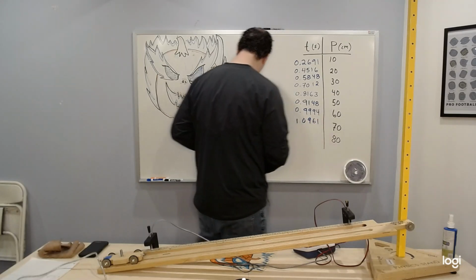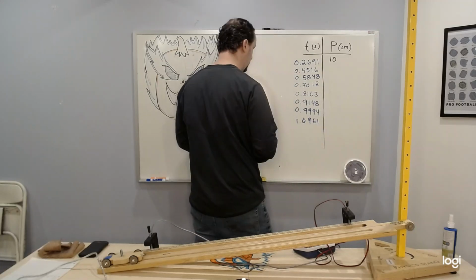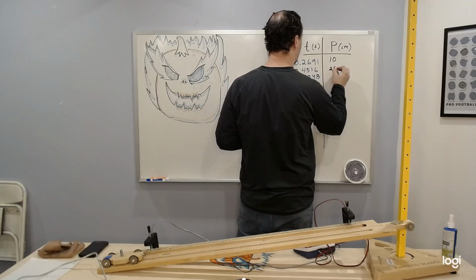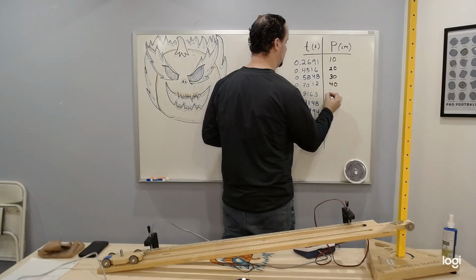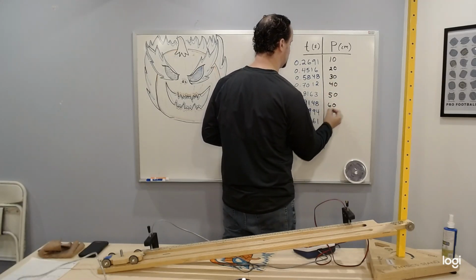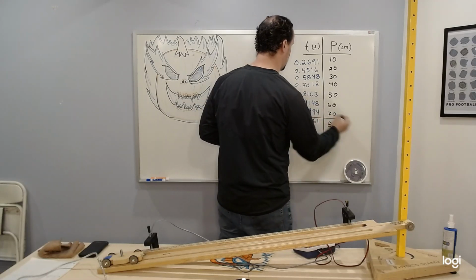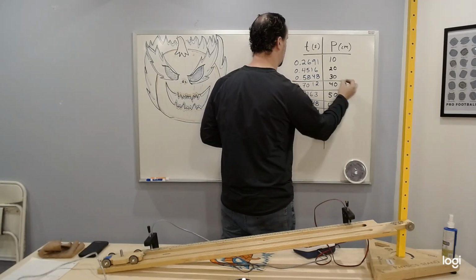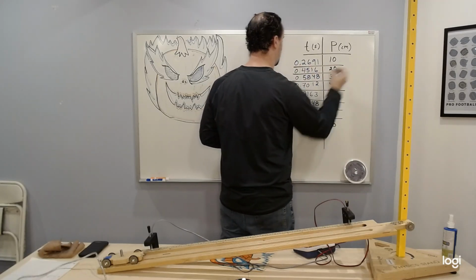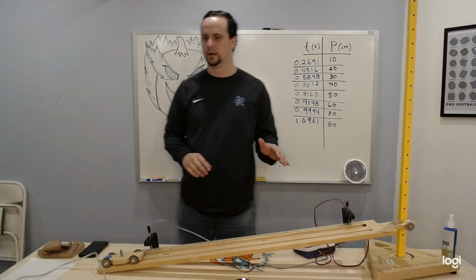All right, those are the numbers. Let me adjust this over here so that they line up. 20, 30 centimeters, 40 centimeters, 50, 60, 70, and finally at 80. All right, so there's your data that you're going to plug in.